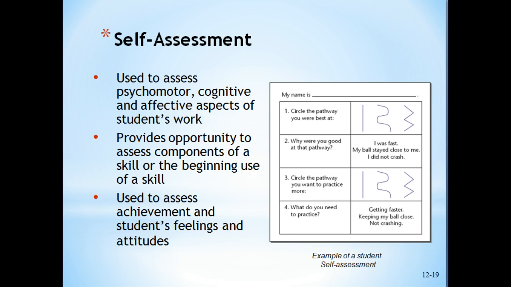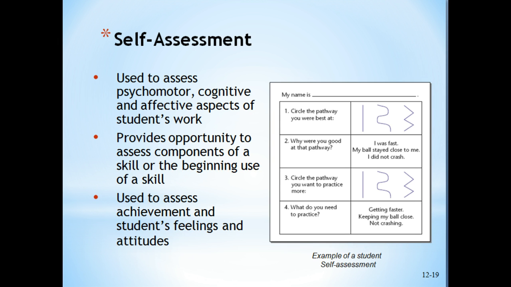It provides the opportunity to assess components of a skill or the beginning use of a skill, and that way students can look at the critical elements and learn how to do the skill. It's also used to assess achievement and student feelings and attitudes. So self-assessment is possible in all three domains. Most of the time for psychomotor skills, a student would use a video or an iPad to be able to look at themselves and how to self-assess.